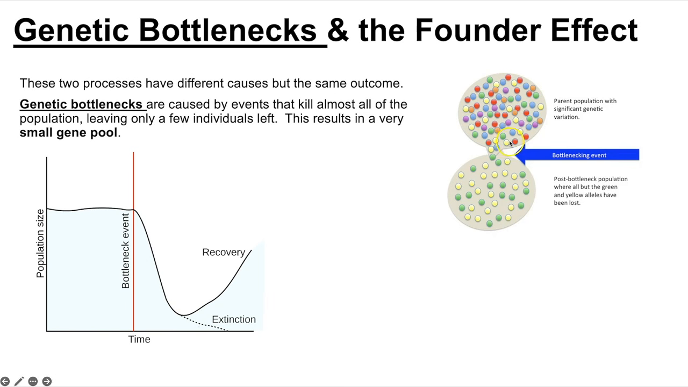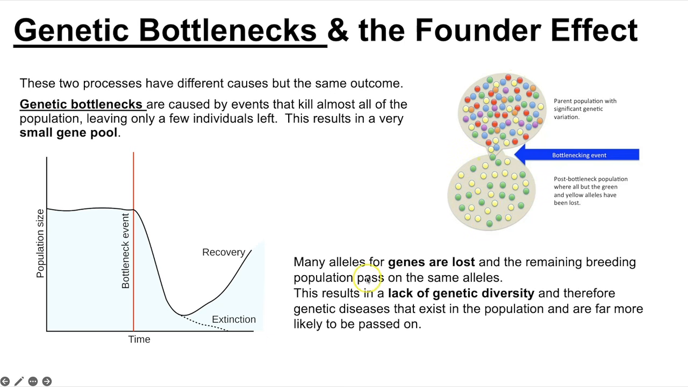Because we don't have very many individuals, the original population gene pool might have had lots of different alleles, but by chance, the ones that survived, which we can see in this example were the green and yellows, mean we now have very few different alleles for a particular gene. So the gene pool has decreased. That's what we've got written here, that many alleles for the genes are lost. That means the remaining breeding populations are going to be reproducing and passing on the same alleles. And as a result, we get this lack of genetic diversity.